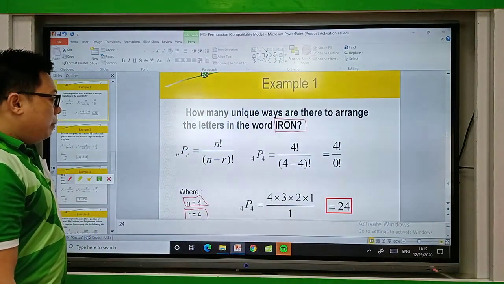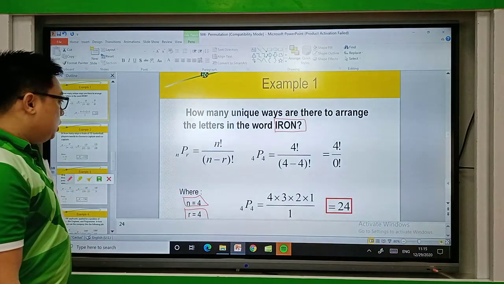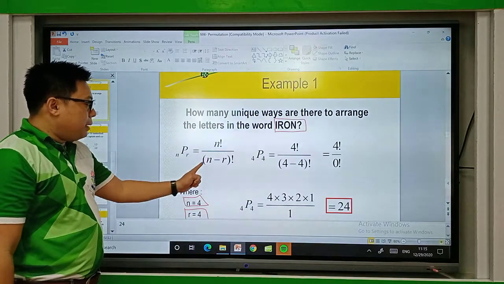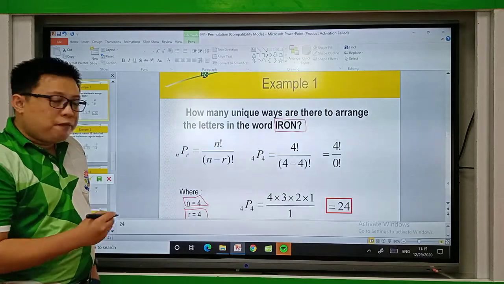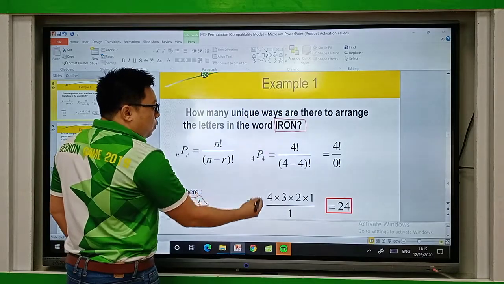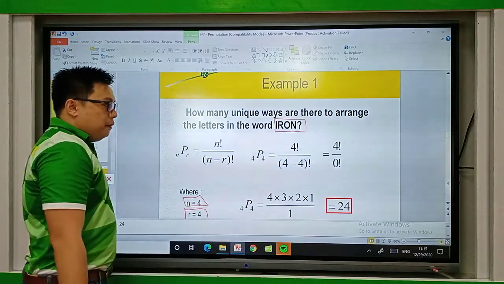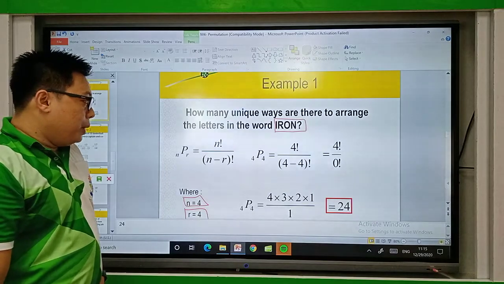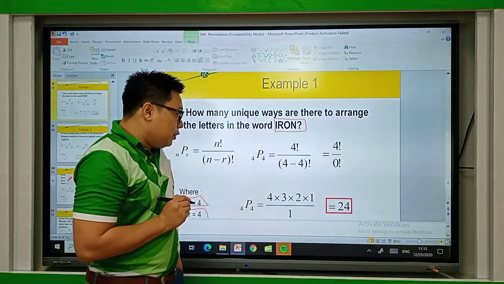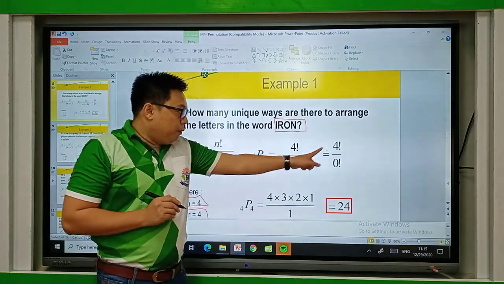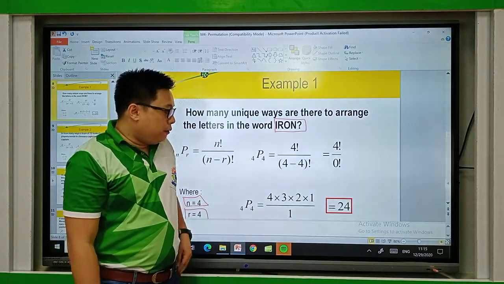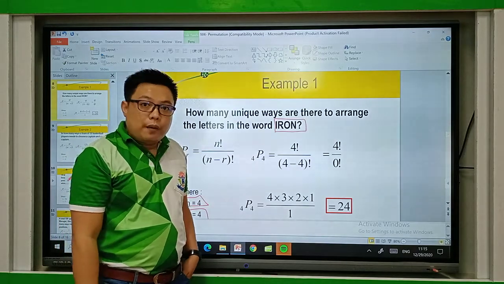Okay, so using the permutation formula, we have nPr is equal to n factorial over n minus r factorial. Simplifying it further, 4P4 is equal to 4 factorial divided by 4 minus 4 factorial. Do you remember that 0 factorial is just 1? So 4 factorial is 4 times 3 times 2 times 1. This will give us 24 possible permutations or arrangements.